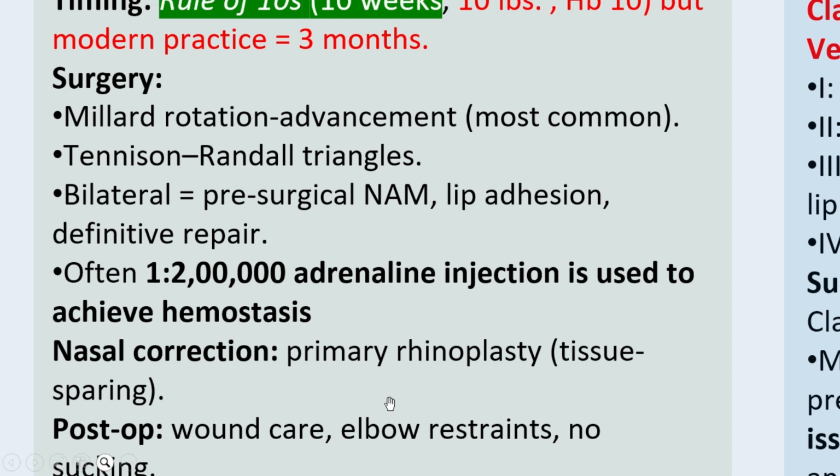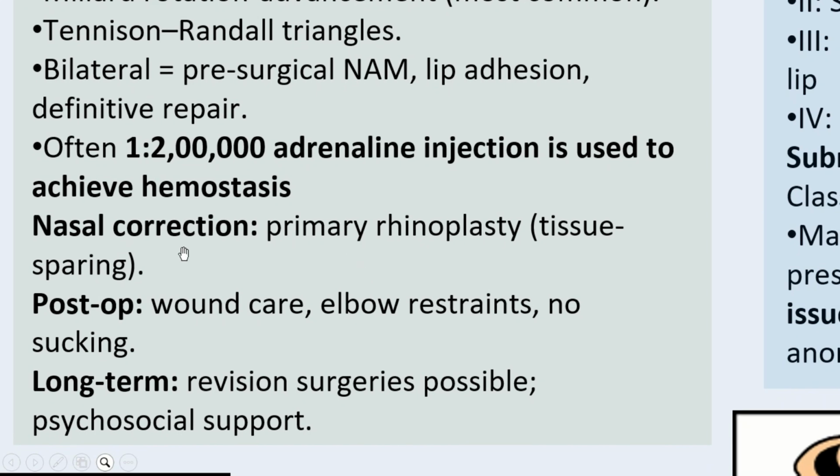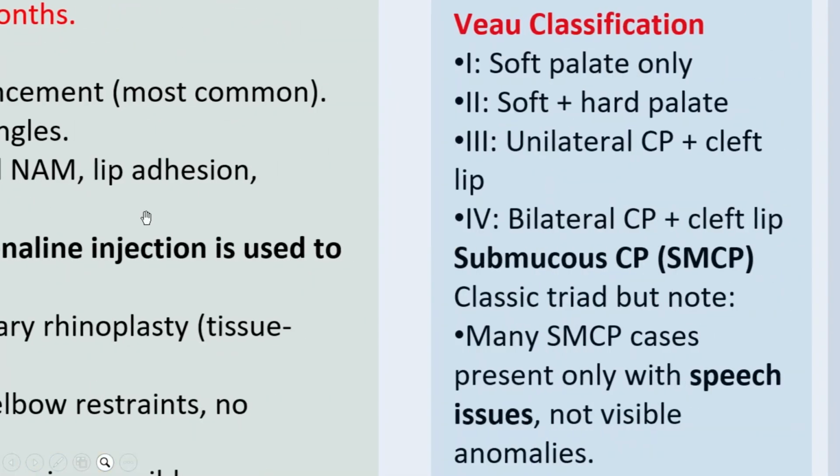Then you want to do nasal correction if there is that asymmetry or disruption, and you want to do primary rhinoplasty, that is tissue sparing. Then postoperative wound care is important. You have to put elbow restraints so the child does not touch the wound, and then you want to ensure that the child is not sucking, because this will again disrupt the sutures. Then long term, you want to do revision surgeries if possible, and sometimes they may require psychosocial support due to the deformity or the scar.